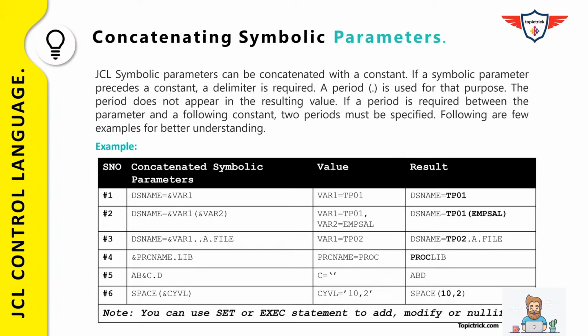Similarly, in the fourth example, I want to concatenate a symbolic parameter with text. So in this case, %PRC name dot LIB. You notice that there is a single dot because I want a text to follow the symbolic parameter value, right? So in this case, I've specified PROC as an input value to the symbolic parameter, and the output is PROCLIB. So this is how you can create the member name or dataset name or any other job control statement as per your requirement.